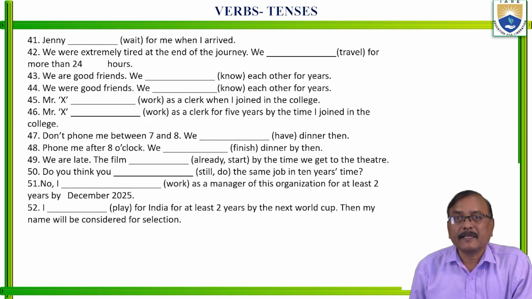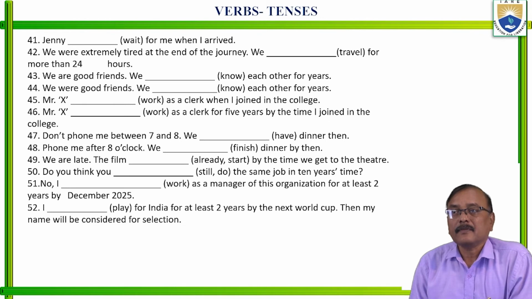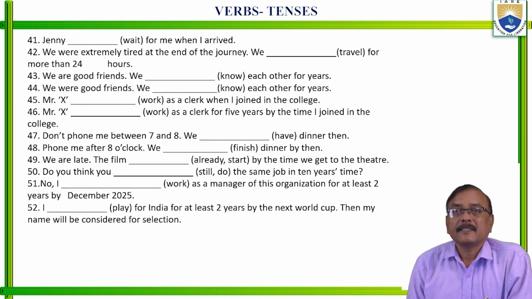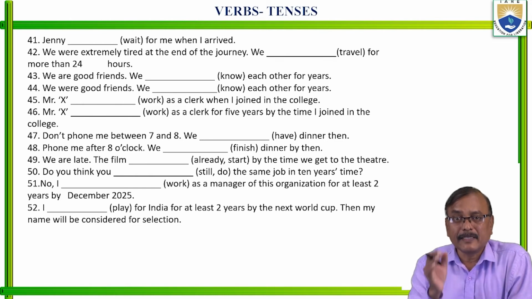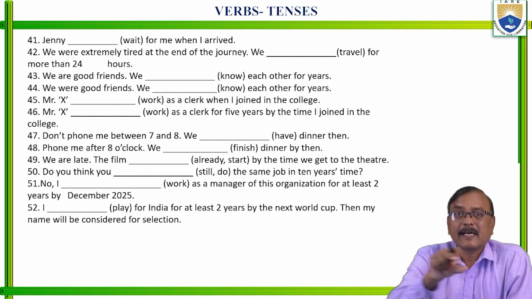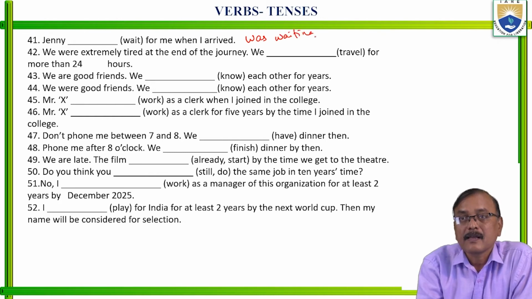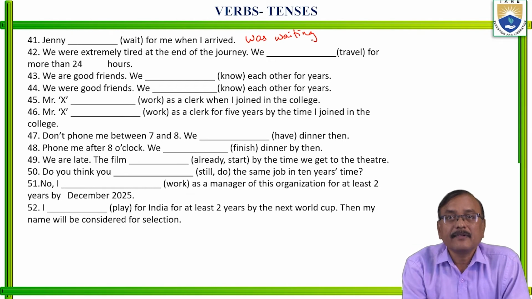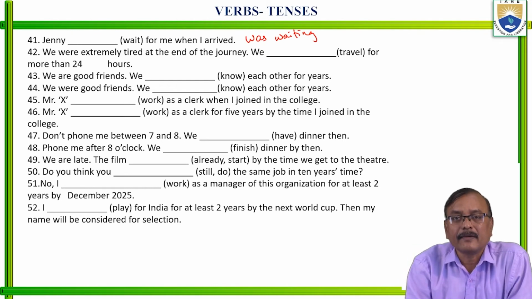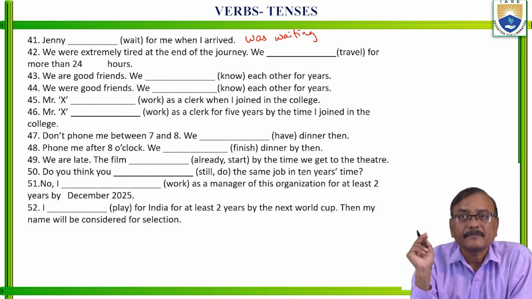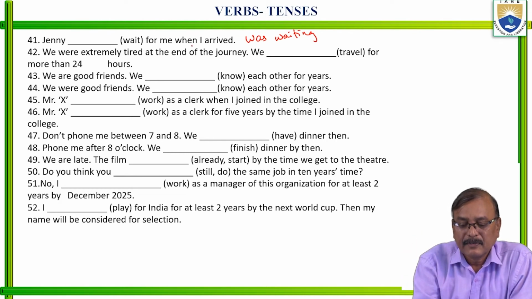Now let us complete these remaining. Just see here. Jenny dash wait for me when I arrived. At that particular moment when I arrived, the action was going on. Okay, what was she doing here? She was waiting. Okay guys, Jenny was waiting for me when I arrived. At that particular time in the past, she was waiting. Okay, the hint is when I arrived.